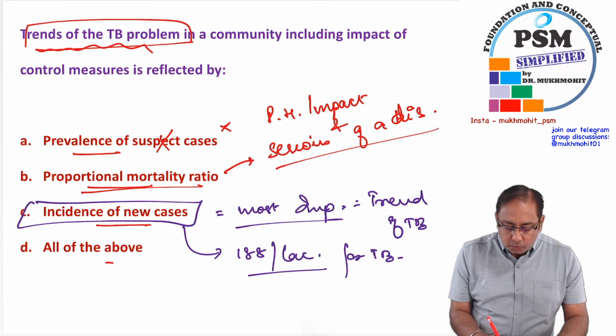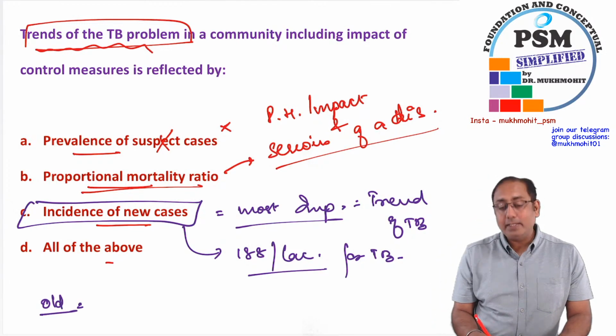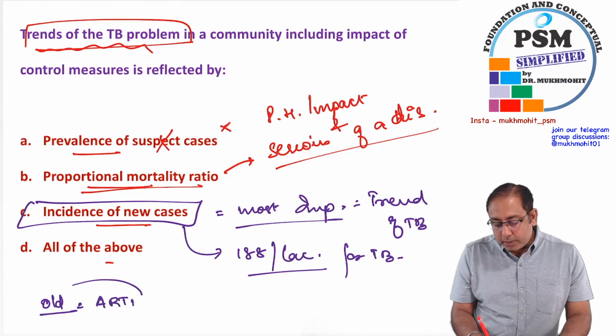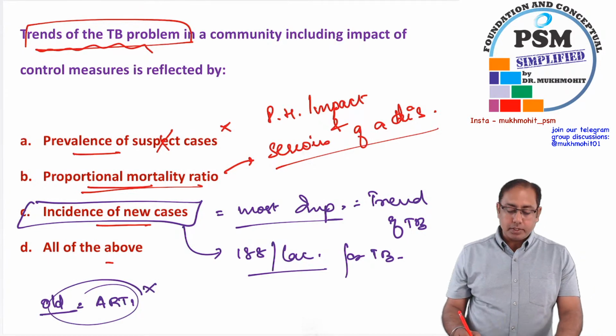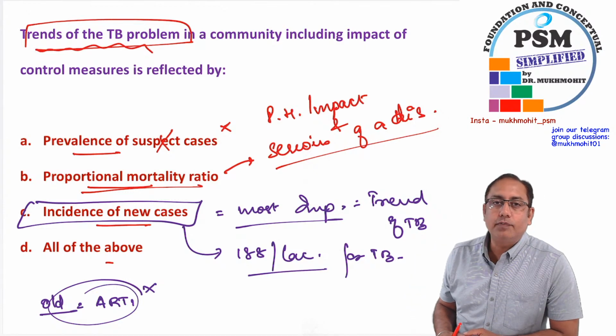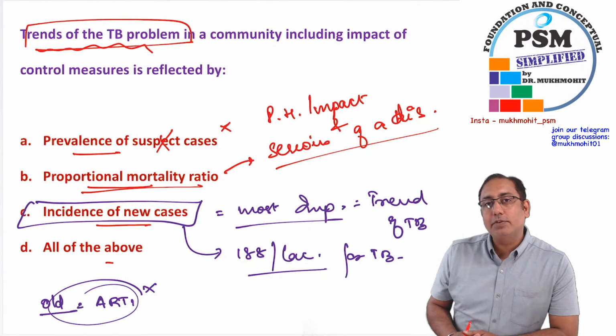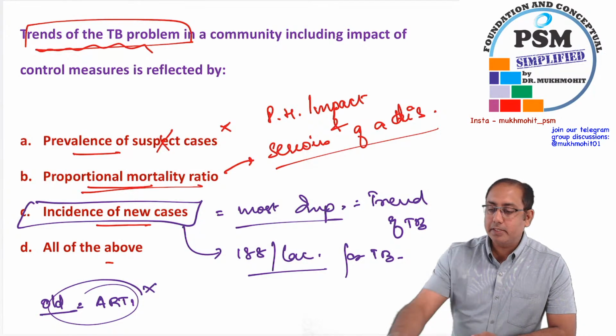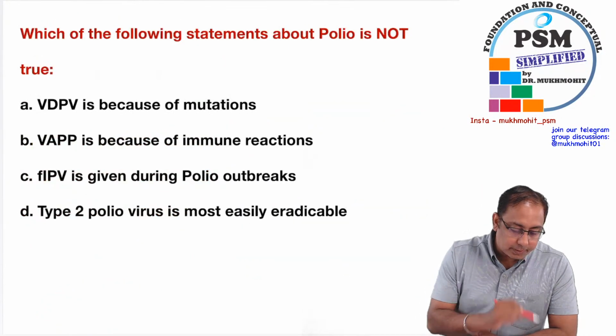Old answer. Some of your MCQ books might say ARTI, annual risk of TB infection, which is now the old answer. We do not take annual risk of TB infection. We take the incidence of the new TB cases. That is the best possible answer today.